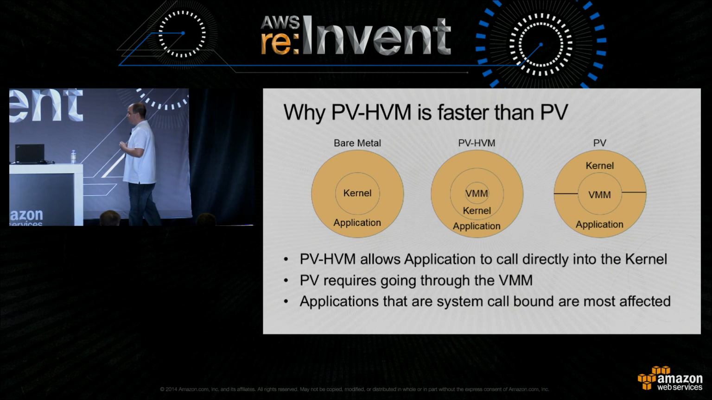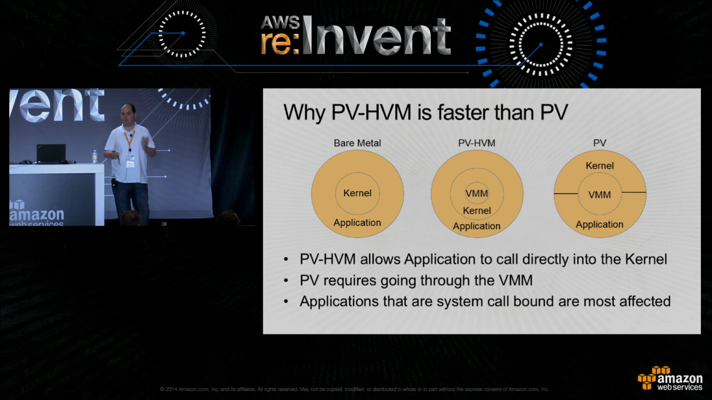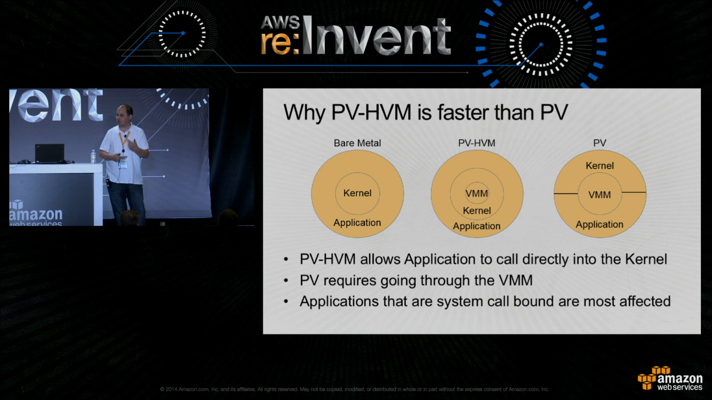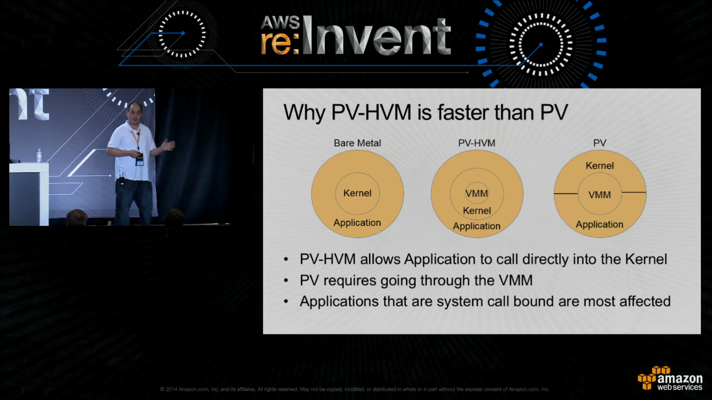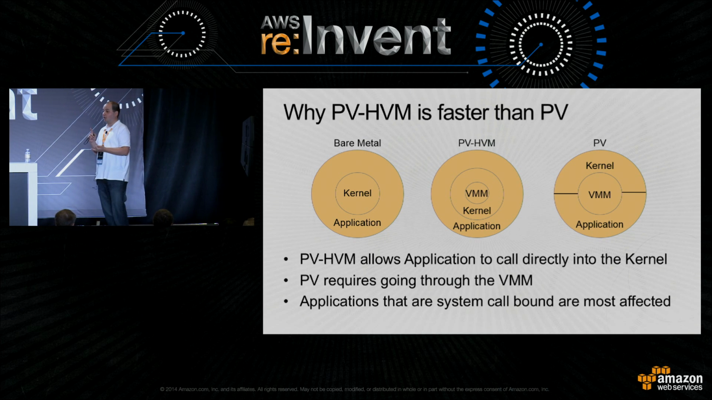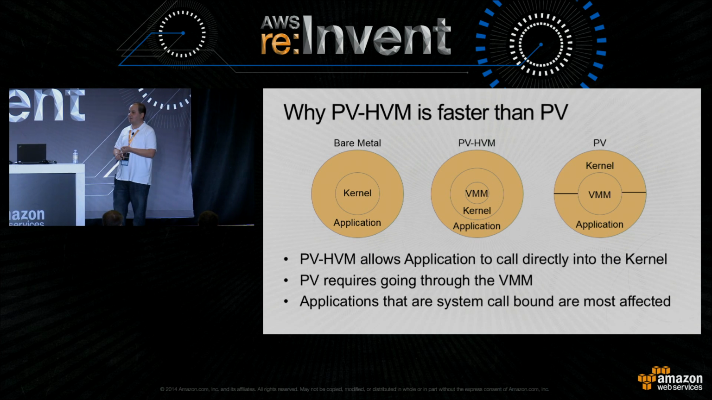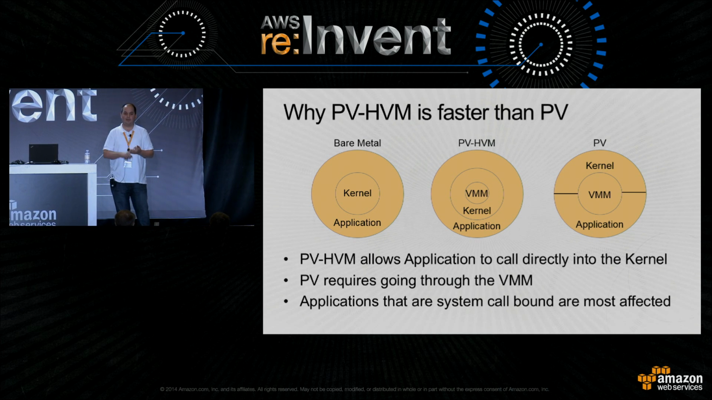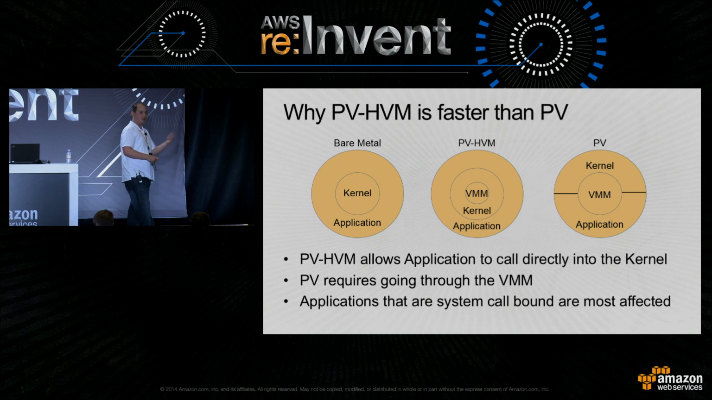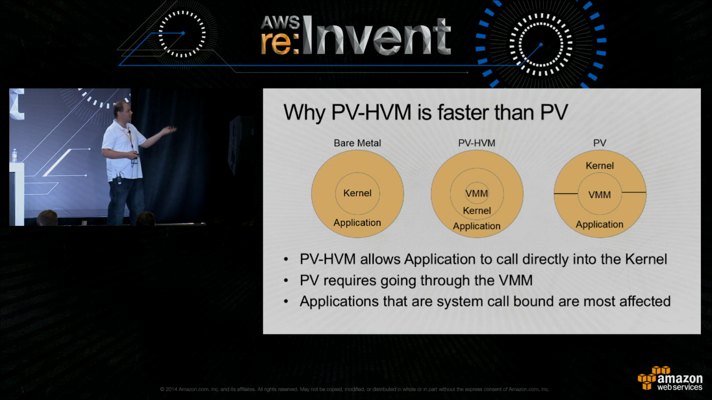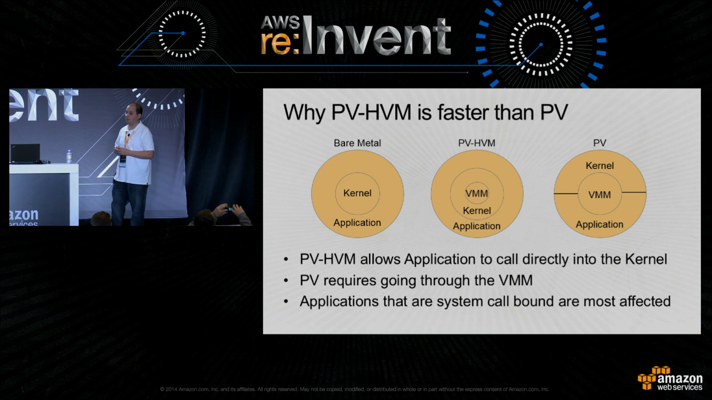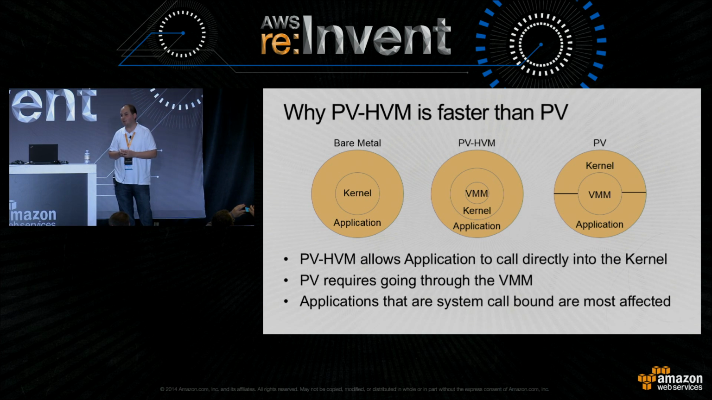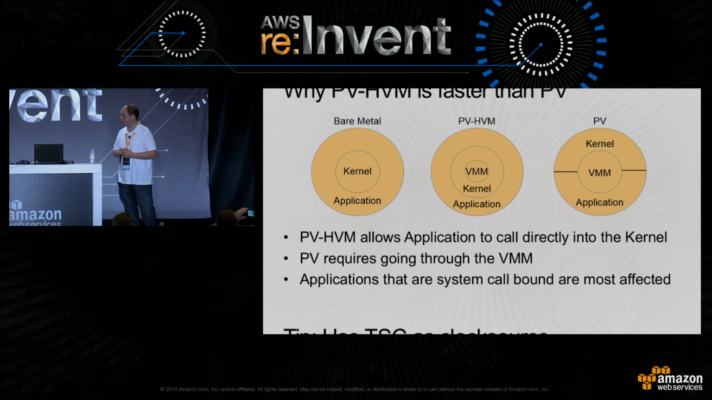So for some applications, it won't make a difference. If your application is largely doing user space computation, then you might not see a difference between PV and HVM. However, if you are using a lot of I/O, if you're sending a lot of packets over the network, if you're making a lot of kernel interactions, I've measured as high as a 2 to 3x performance improvement from using HVM over PV. So it really can make a big difference for your application.